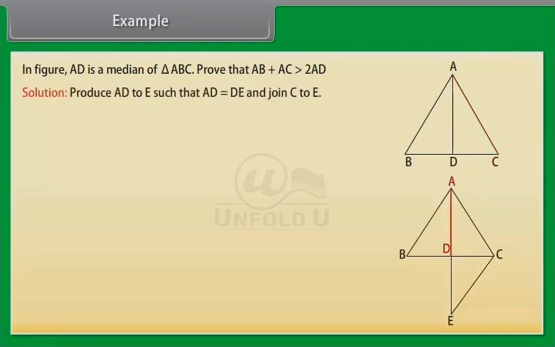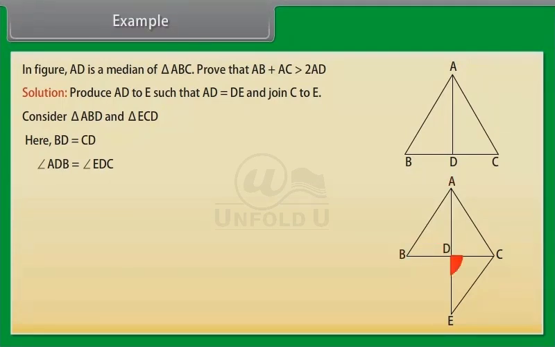Example. In figure, AD is a median of triangle ABC. Prove that AB plus AC is greater than 2AD. Solution. Produce AD to E such that AD is equal to DE and join C to E. Consider triangle ABD and triangle ECD. Here BD is equal to CD. Angle ADB is equal to angle EDC. AD is equal to ED. Therefore, by SAS congruence rule, triangle ABD is congruent to triangle ECD.